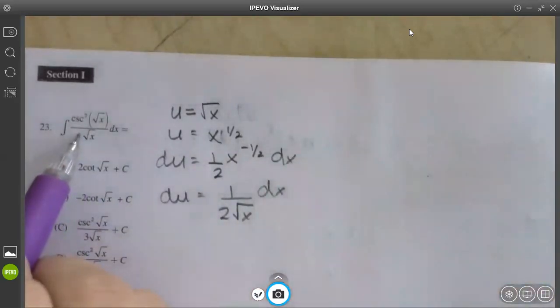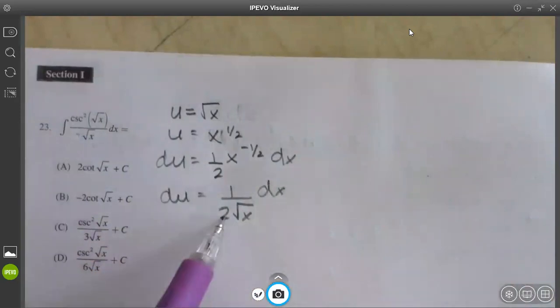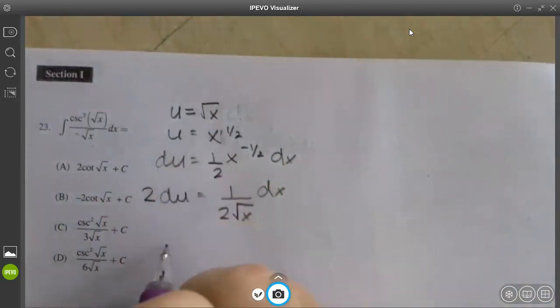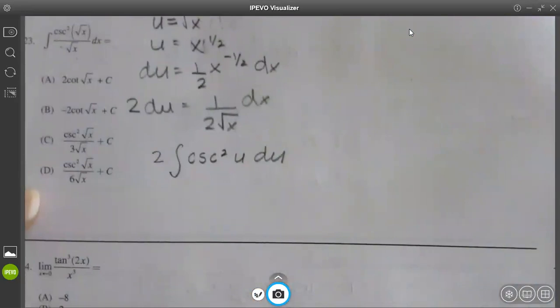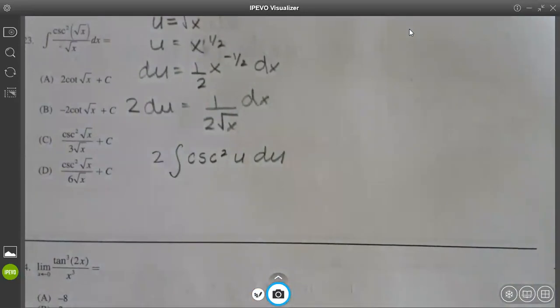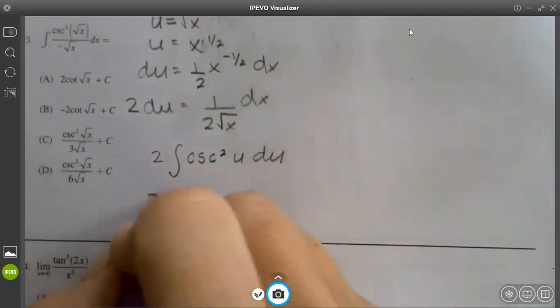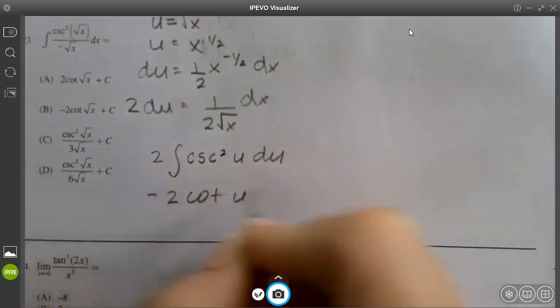What do I have right here? Just that, so what do I need to do? Multiply it by 2. So what we actually have is 2 times the integral of cosecant squared u du. So you are doing them correctly when you think about the u. You just gotta see it. You are correct. What's the derivative of cosecant squared u? Negative cotangent. So we get -2 cotangent u plus c.